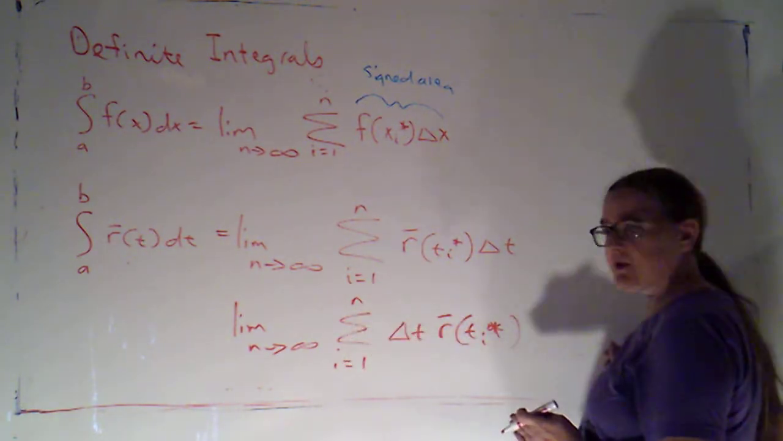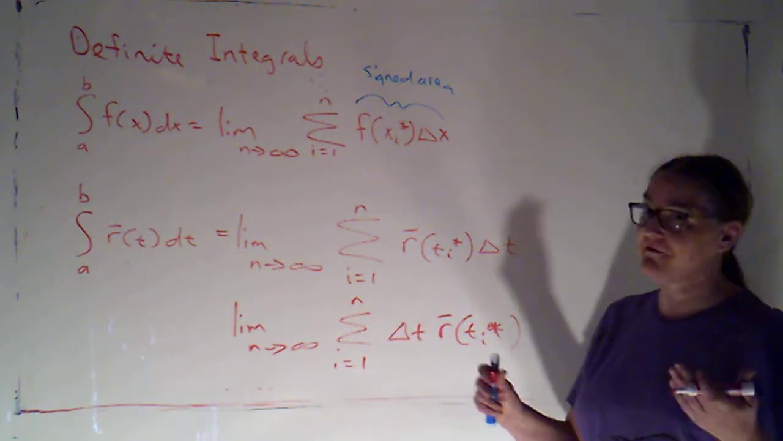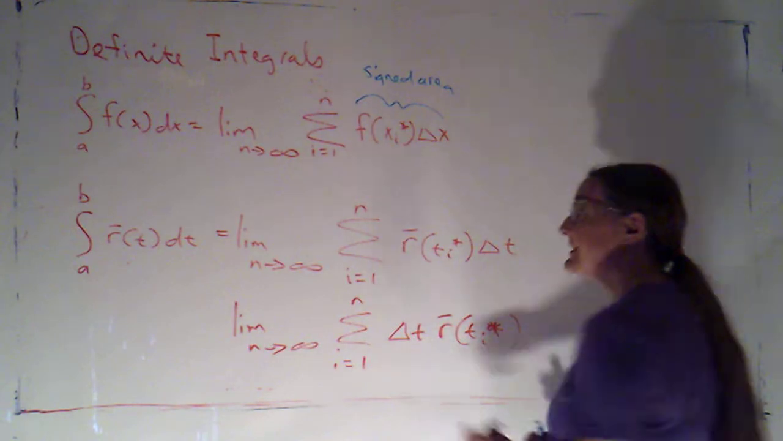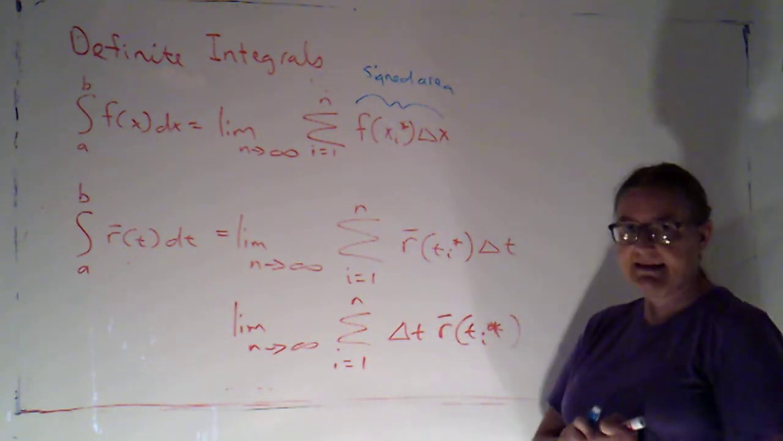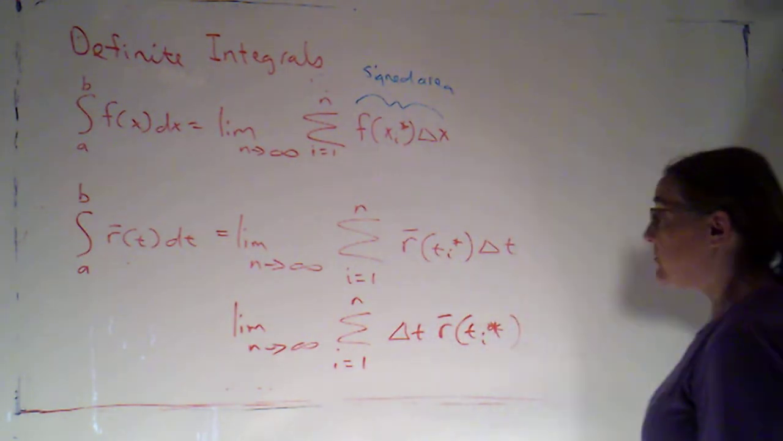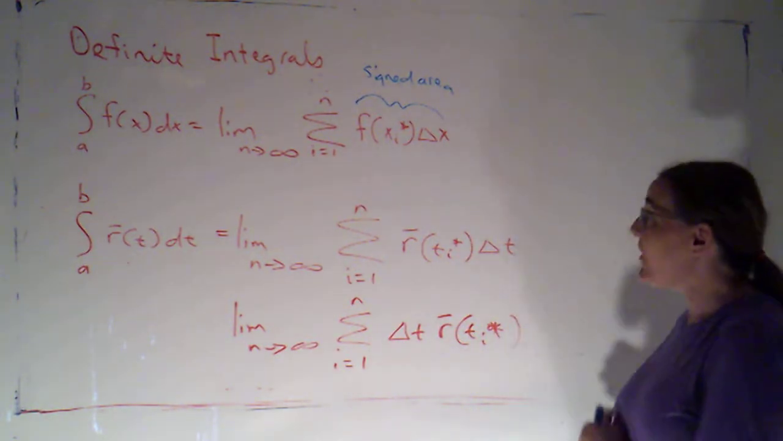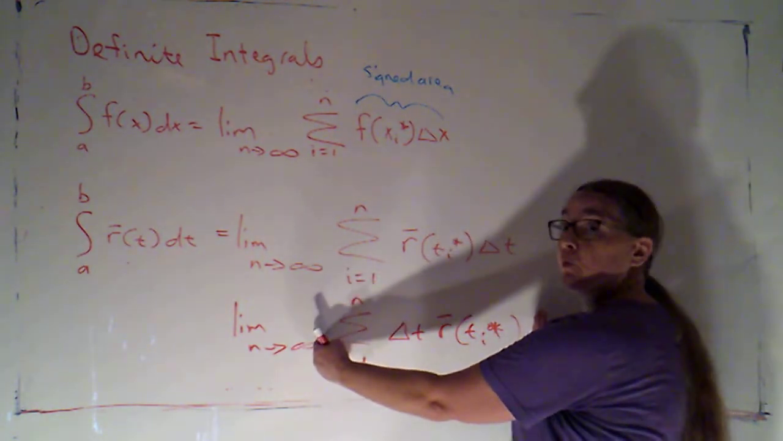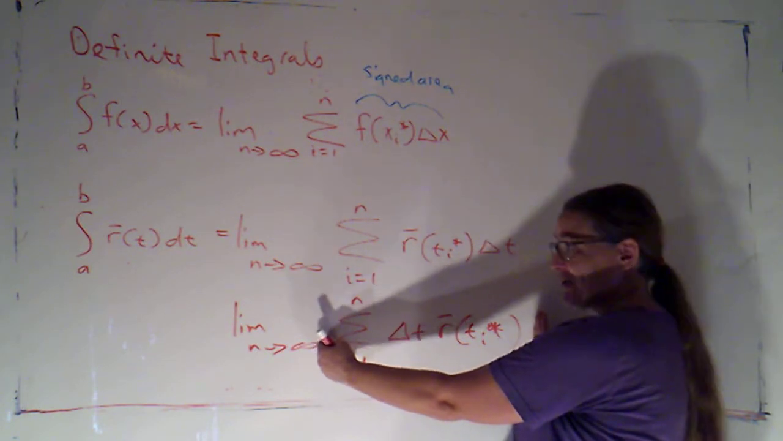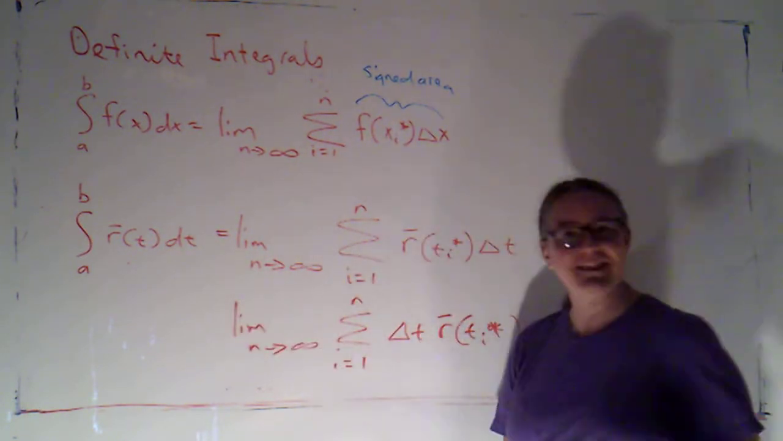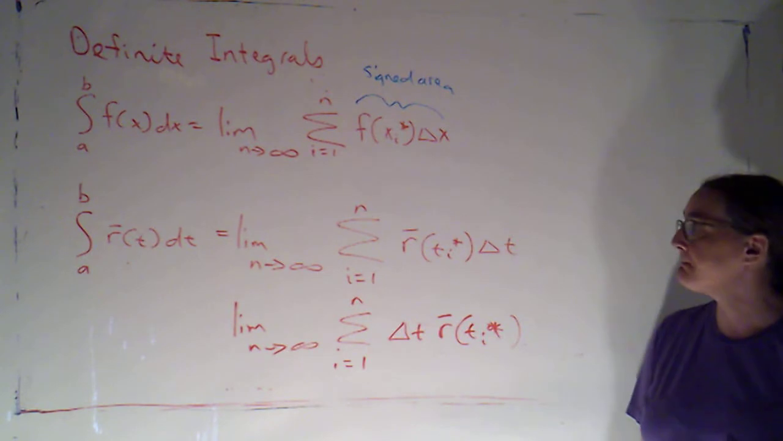Can I add up vectors? Yes, I can. We've got vector addition defined. And can I take limits of vectors? Yes, I can. So, just from a purely algebraic perspective, it is possible to create a Riemann sum with our vectors and then to take the limit of that Riemann sum.